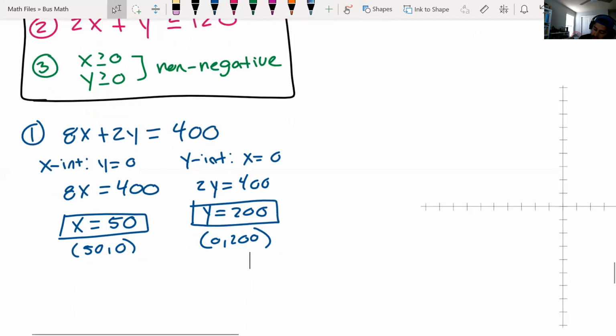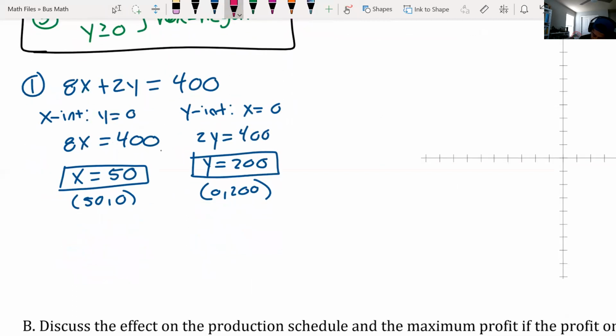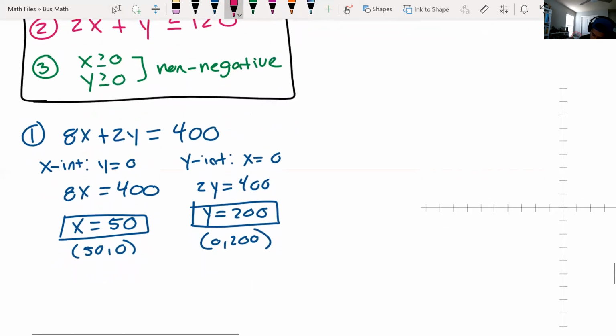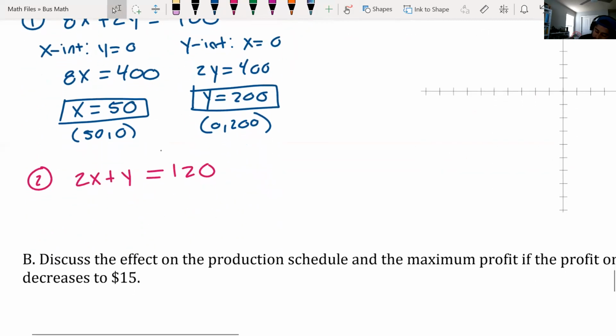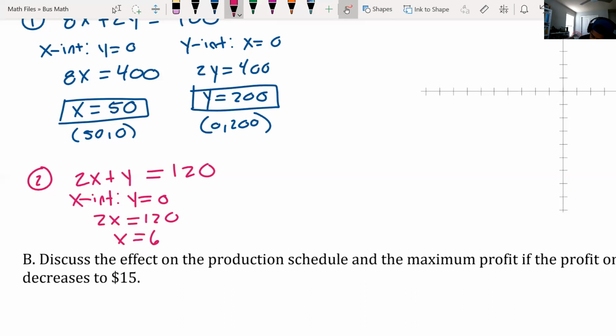Okay, and then equation 2: 2x plus y equals 120. And find x-intercept, y-intercept. 2x equals 120, so x will be 60.